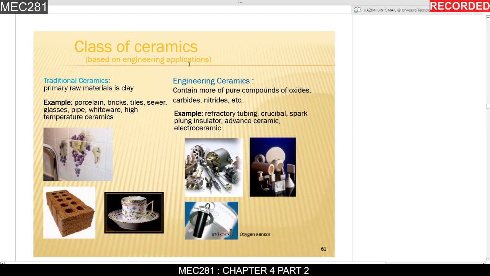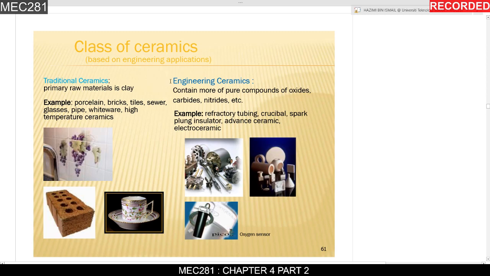This is the class of ceramics based on engineering applications. We have traditional ceramics and engineering ceramics. Traditional ceramics are what we normally find in our daily life, created using traditional, conventional ways, for example brick, pottery, and kitchenware like your teacup and your tile mosaic. So this is the traditional ceramics.